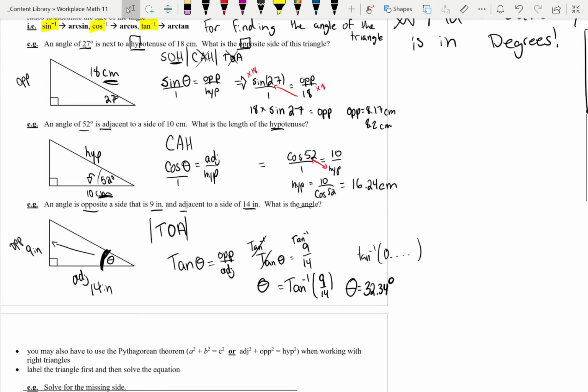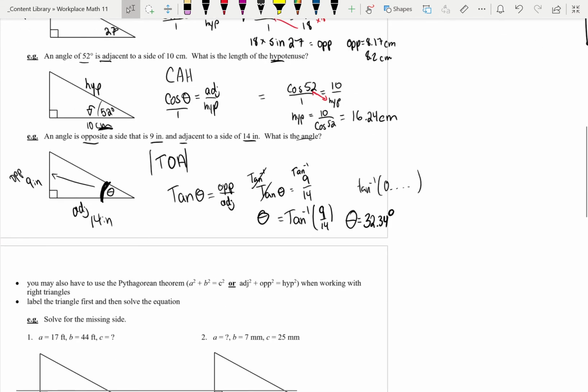So our units are important for this one. Make sure you're answering in centimeters if the question gives you centimeters. If you're solving for an angle, your answer is always going to be in degrees.